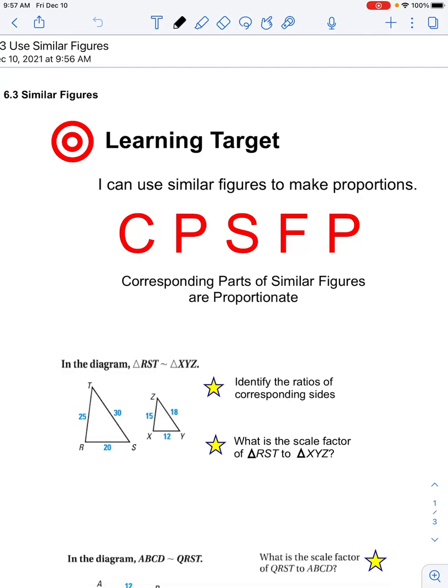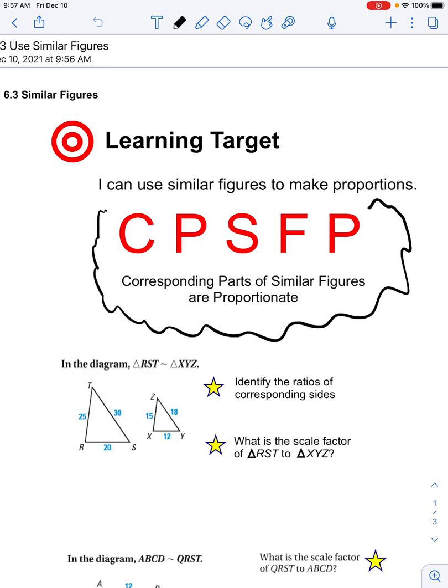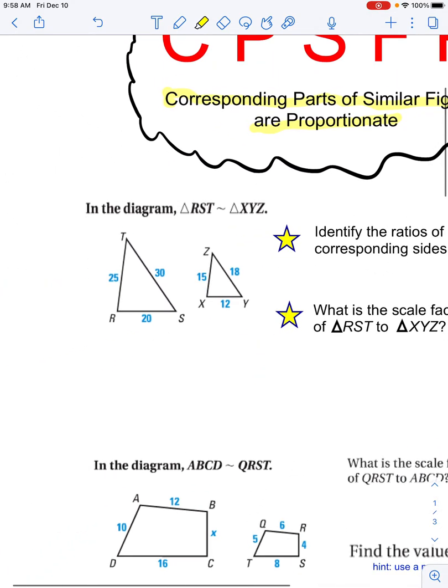Unit 6, Lesson 3. We are going to be working with similar figures and proportions. There's a saying called CPCTC, corresponding parts of congruent triangles are congruent. This is a play off of that, CPSFP, corresponding parts of similar figures are proportionate.